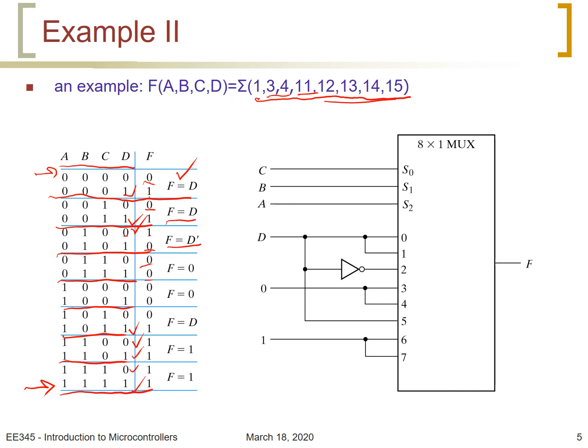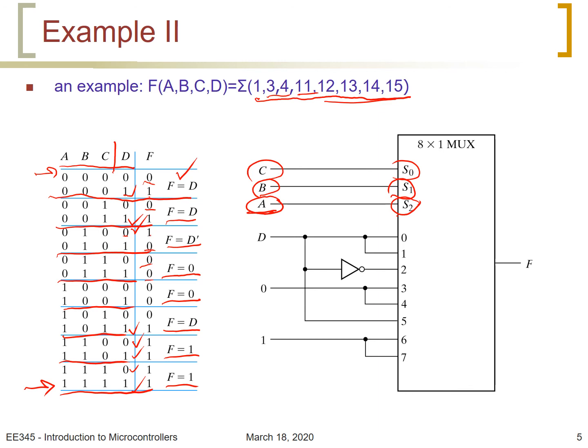The fourth pair, f is always 0. Same thing for the next pair. And for the pair after that, f is equal to D. And for the last two pairs, f is equal to 1. Actually, having done this, we are almost done with the solution, because all we have to do is to apply the 3 selection variables, A, B, and C. We apply A to S2, which is the most significant bit, and we apply B to selection line 1 and C to selection line 0, and the data input will be taken from the truth table that we have just constructed.